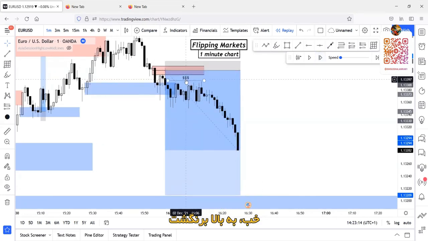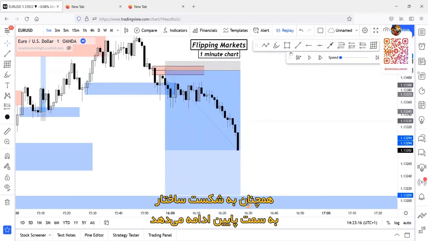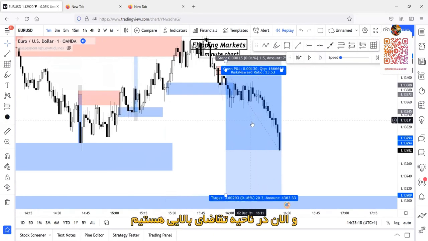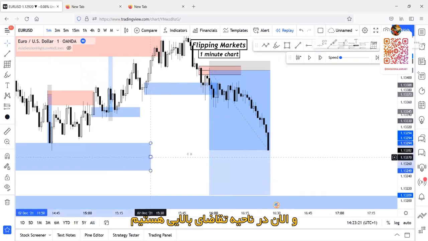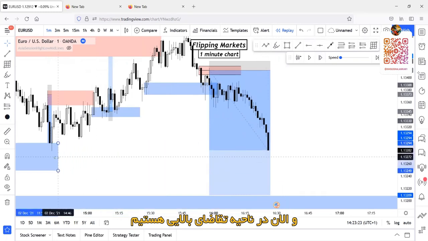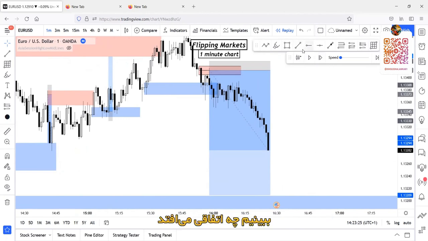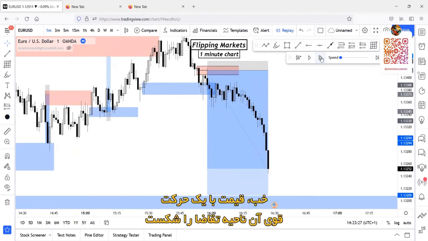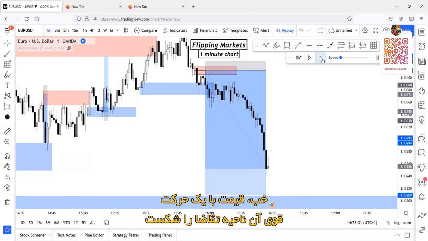Okay, it won't come back up. It just keeps breaking structure to the downside. And we are currently in the upper demand zone, as you can see. Okay, let's see what happens. Okay, price just broke that demand zone with an impulse movement.